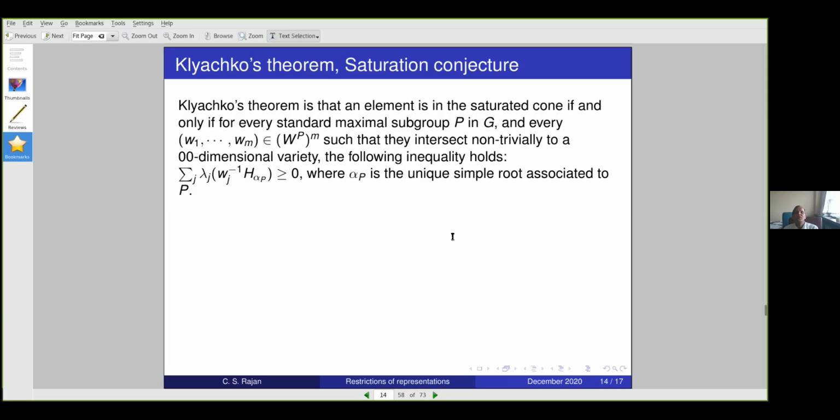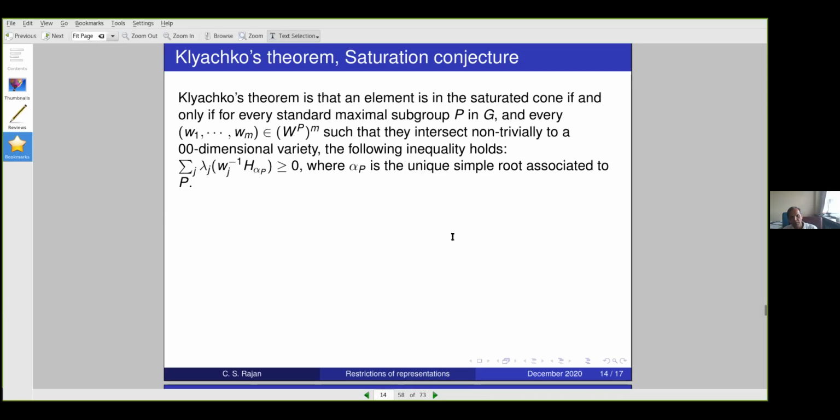Yeah, so Kliatchko's theorem is that an element is in the saturated cone, the saturated cone being this collection of highest weights so that some multiple of it has a non-zero tensor invariant, if and only if for every standard maximal parabolic subgroup P in G, and for every collection of Weyl group elements in these coset representatives such that the corresponding Schubert varieties intersect non-trivially in a zero-dimensional variety, there is an inequality which holds: the sum of the lambda_j, which are the eigenvalues corresponding to that, evaluated on w_j inverse of H_alpha, where H_alpha is a co-root, the unique co-root associated to the parabolic subgroup, which is a unique simple root.